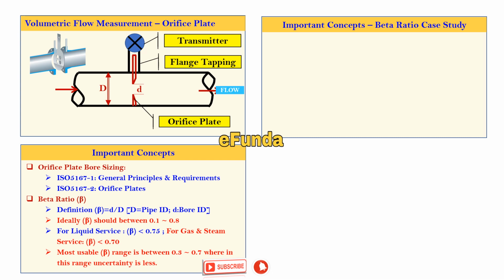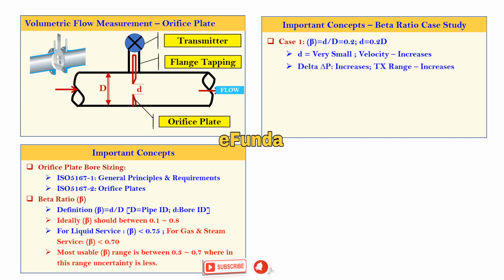Important concept related to the beta ratio: case study. Case 1, beta ratio is equal to small d by capital D is equal to 0.2. That means small d is equal to 0.2 times capital D. When d is very small, velocity increases, delta pressure increases, that means the range of the transmitter also increases, and straight length requirement is lower.